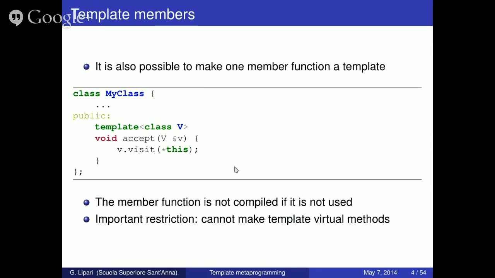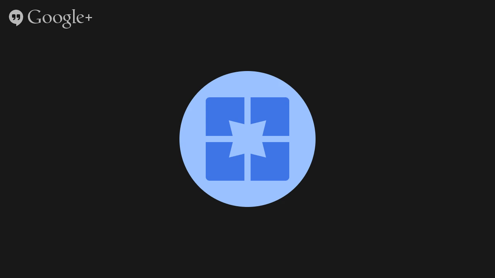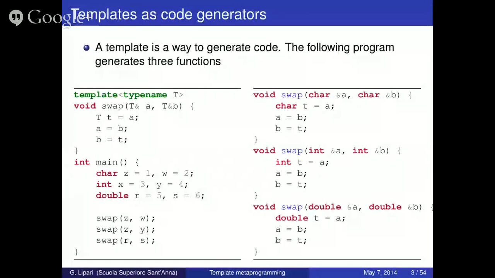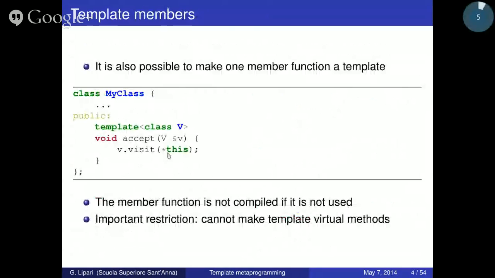So remember, if a function is not generated, it's not compiled. For example, if there is an error in the function, the compiler will never compile it and will never understand there is an error. The same here: if you create member functions and don't use them, they are not generated and not compiled.